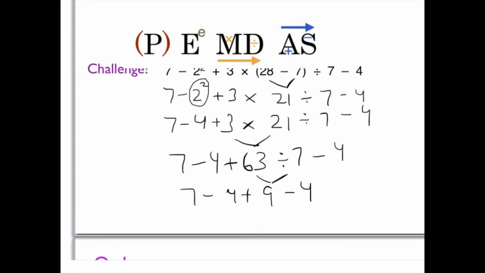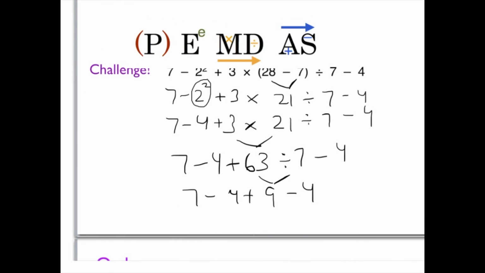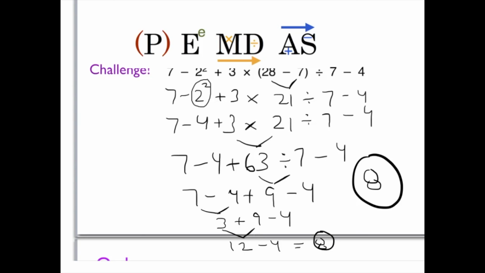And I am running a little bit out of room here. Let me move this up. And now we're left with addition and subtraction, but we want to do it from left to right. So our 7 minus 4 gives us 3 plus 9 minus 4. 3 plus 9 gives us 12 minus 4, and we can see that's equal to 8. So again, our answer is 8, in case you can't see it down at the bottom. And hopefully you got this correct.